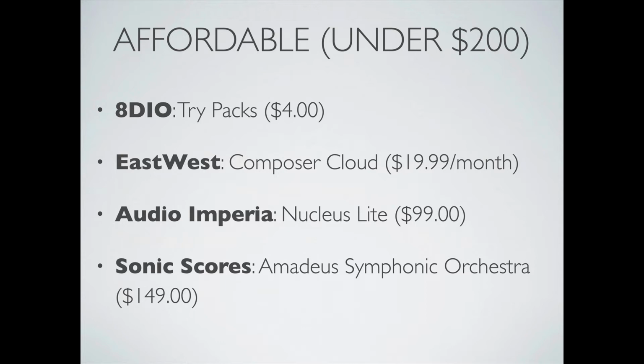Another library that's pretty famous here is Audio Imperia's Nucleus Lite. They also have a full Nucleus library, which is a couple hundred dollars more, but Lite gives you the bare essentials that you really need. And then Sonic Scores has their Amadeus Symphonic Orchestra. I've never used this one, but it is available for $149, and I believe it contains both solo and ensemble instruments, so that's also a nice option to have.